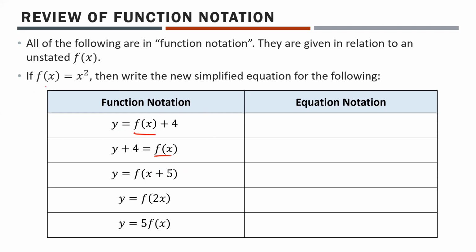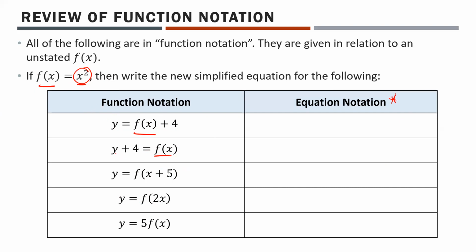So let's suppose we knew that f of x was x squared. This column right here has our function notation. These are just representing function notation, in other words, you can have whatever function you want. In this column, however, I want us to take the fact that we know f of x actually is x squared in this case, and write this as a new simplified equation. This will make more sense as we go through it.